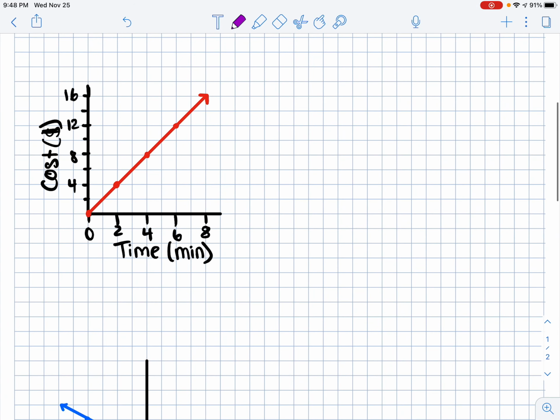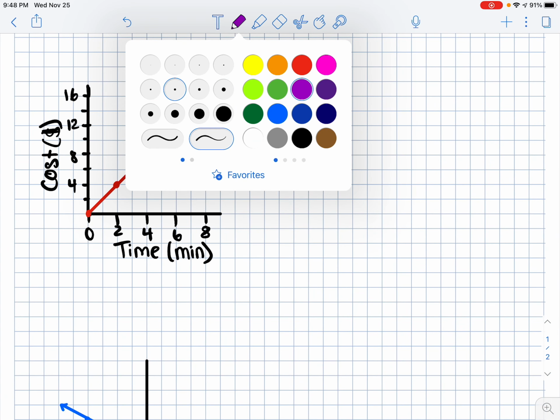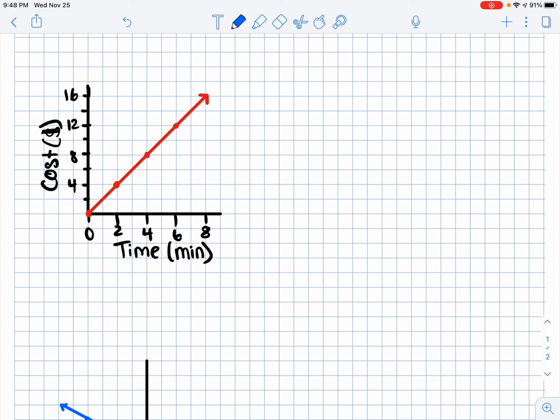Let's try this one. So we have to pick 2 points. Say we pick this point and this point. You can pick any 2 points. And we make a triangle. First thing we have to do is figure out the rise. So it goes from down here all the way up to here. What is this total distance here? Looks like 12.